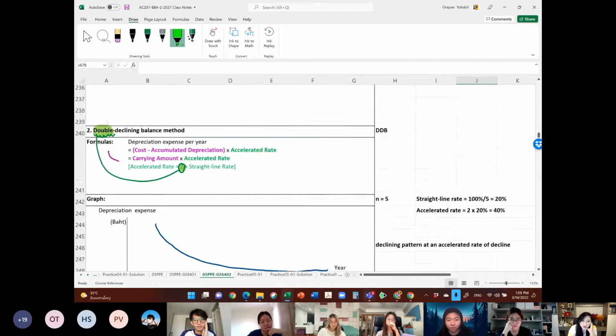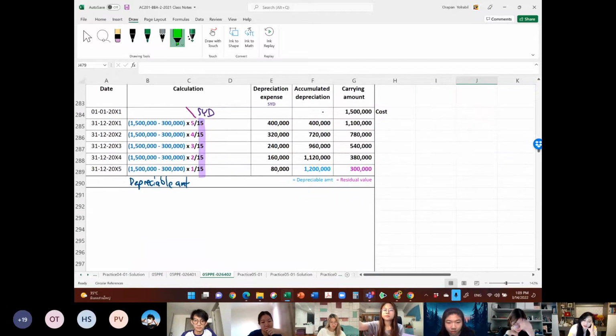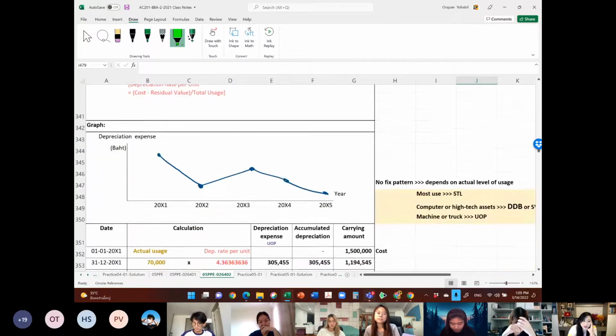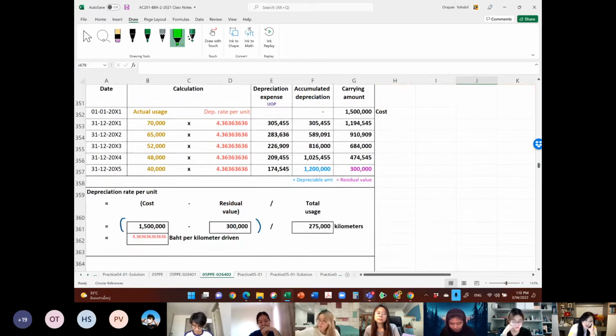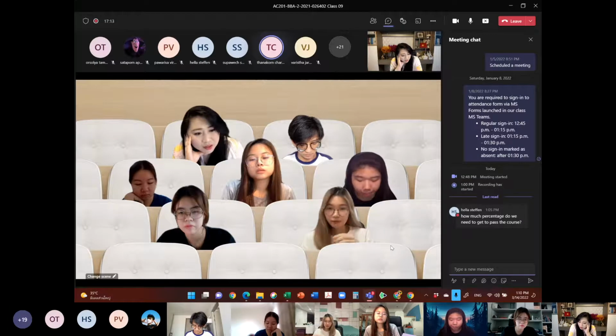1,200,000. All right. Now, if you are using double declining balance, what is the total depreciation that you have charged over the life? The same value, 1.2 million. Okay. If you are using the sum of the year digit, what is the total depreciation that you have charged over the life? Depreciable amount, 1.2 million, all right? Now, if you are using the units of production, what is the total depreciation that you have charged over the life? 1.2 million.